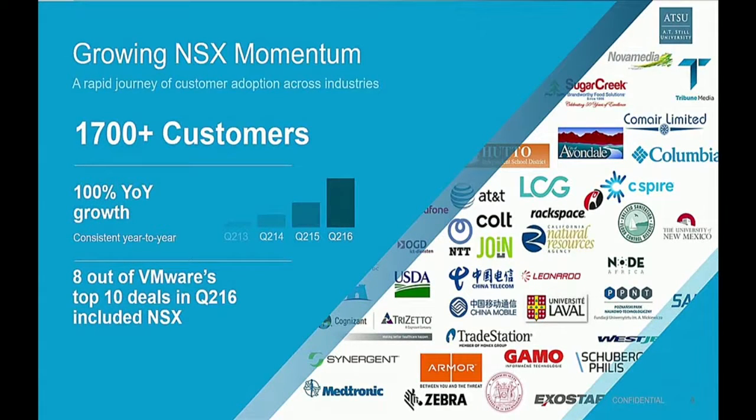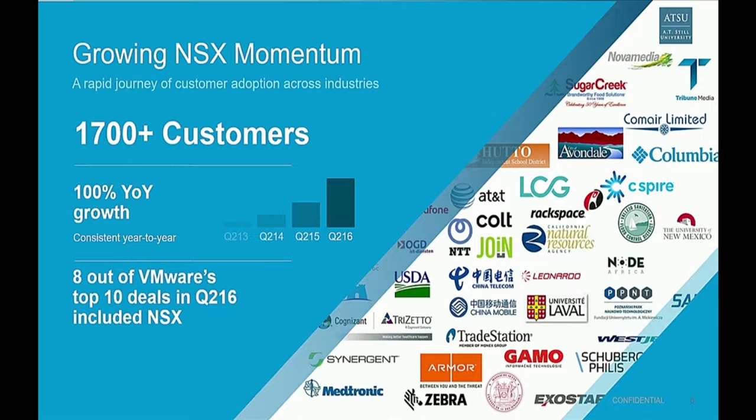So that's why today we are seeing a great momentum for NSX. We are in growing momentum where we have more than 1,700 customers adopting and taking advantage from NSX. More than 100% year-to-year growth. And we can say that we have more than half of these customers today, the numbers increasing day to day, that are in deployment process or already in production for NSX.